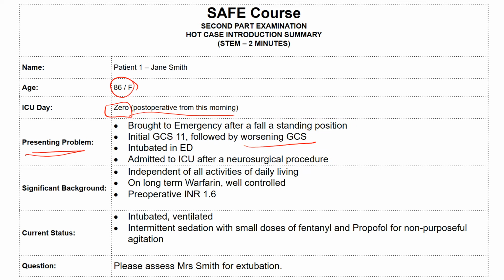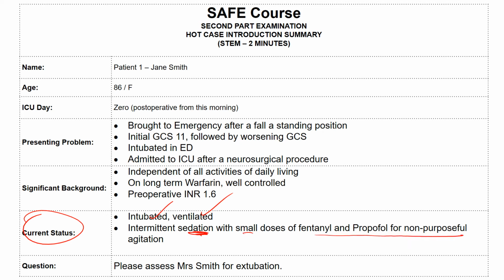Okay. Her background is that she's on warfarin and she's independent. The INR before the operation was 1.6. Actually, the INR on presentation was 1.6. She was intubated. Current status is that she's intubated and ventilated. This is a few hours after the operation, okay? She's intermittently sedated with small doses of fentanyl and propofol for non-purposeful agitation. And please assess for extubation. Okay, so let's go to the sequential deductive logic analysis.